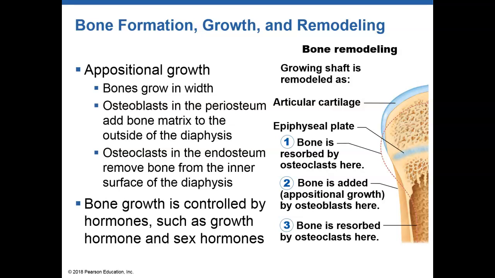So what happens is osteoblasts at the edge of the periosteum produce new bone, while osteoclasts in the medullary cavity break down old bone. And this allows us to thicken our bone, but not make it too heavy for us to move.